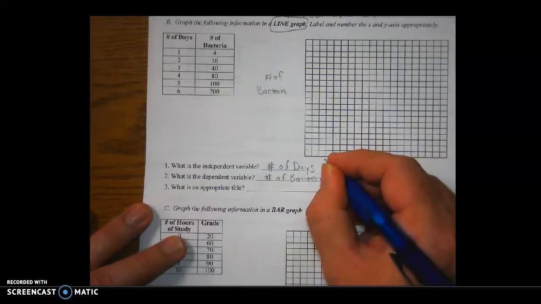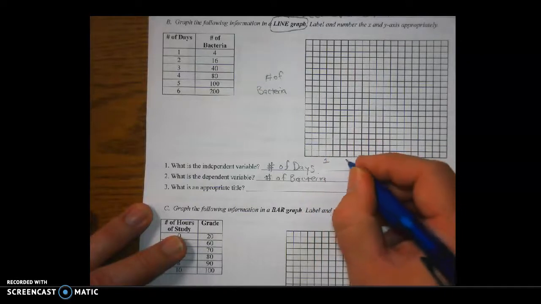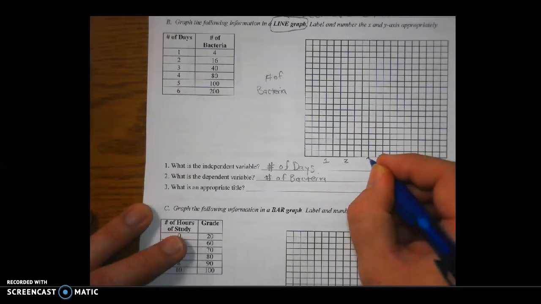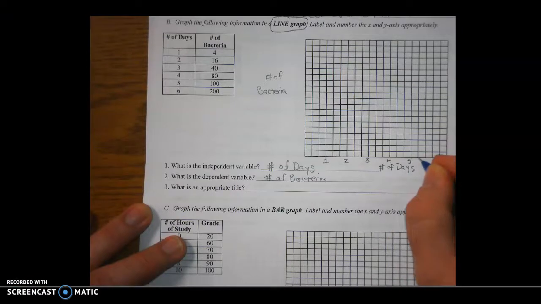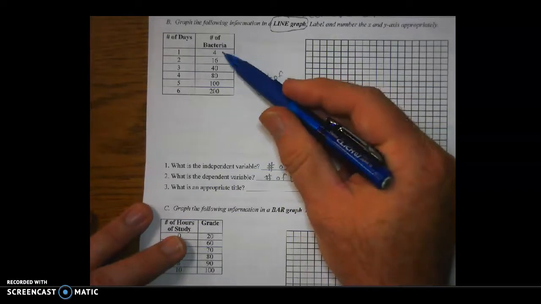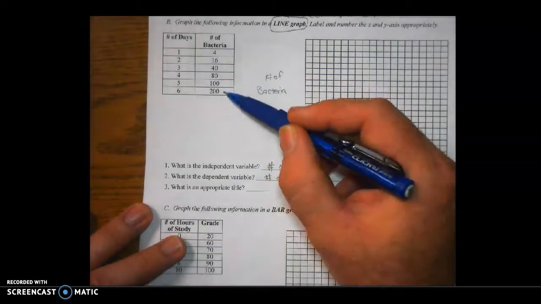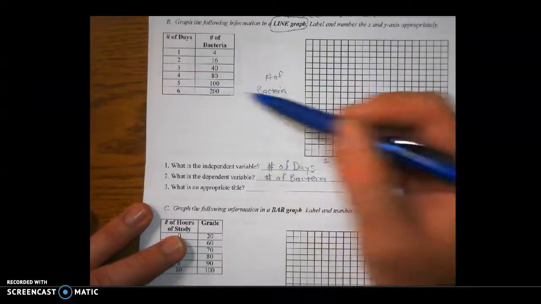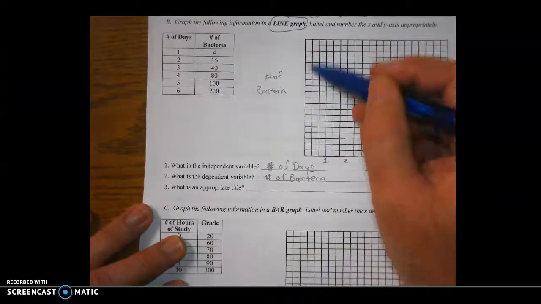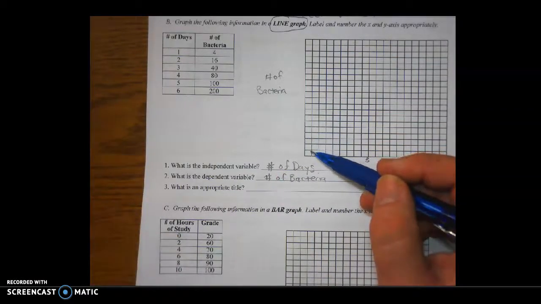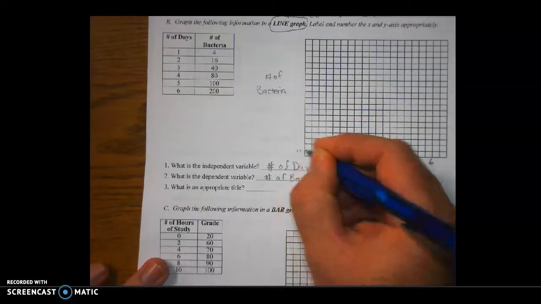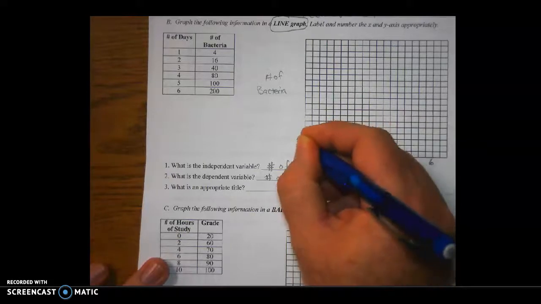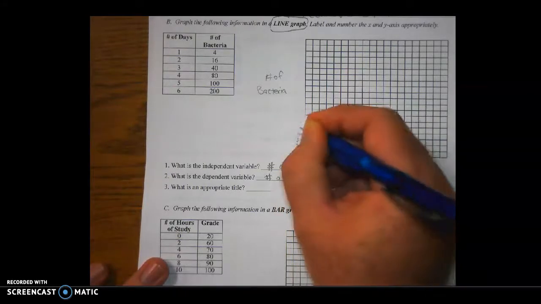So this is day 1, 1, 2, 3, day 2, 3, day 3, 1, 2, 3, day 4, 5, and 1, 2, 3, 6. And now we look at our numbers here, and our maximum number this time is 200. So we have 20 spaces here. So how are we going to make that fit? We're going to make each space worth 10. So this is 10, 20, 30, 40, 50.